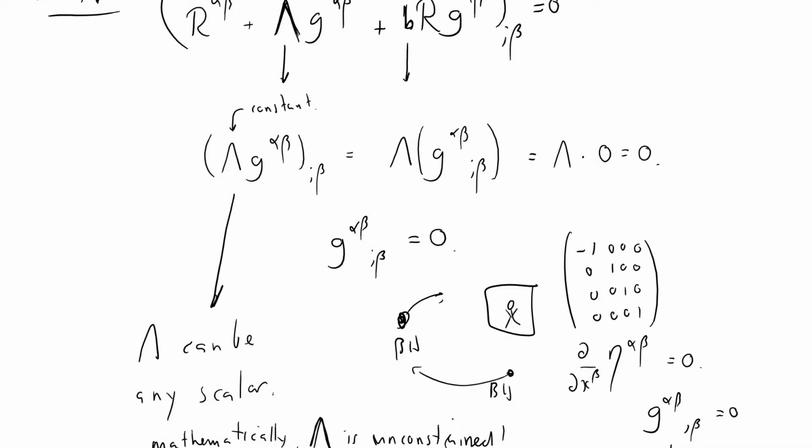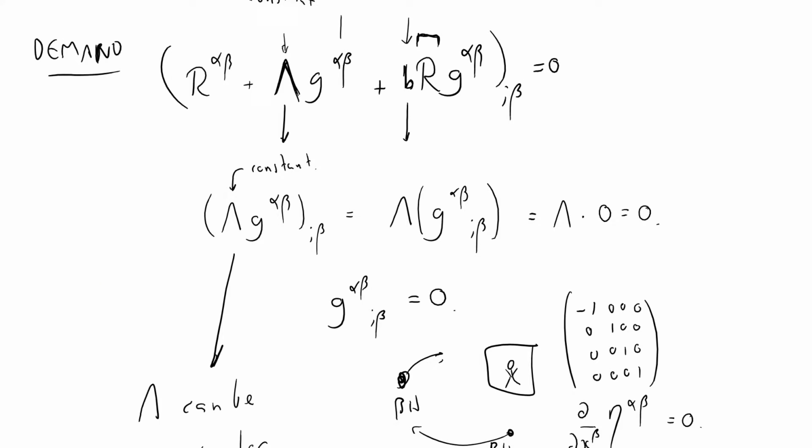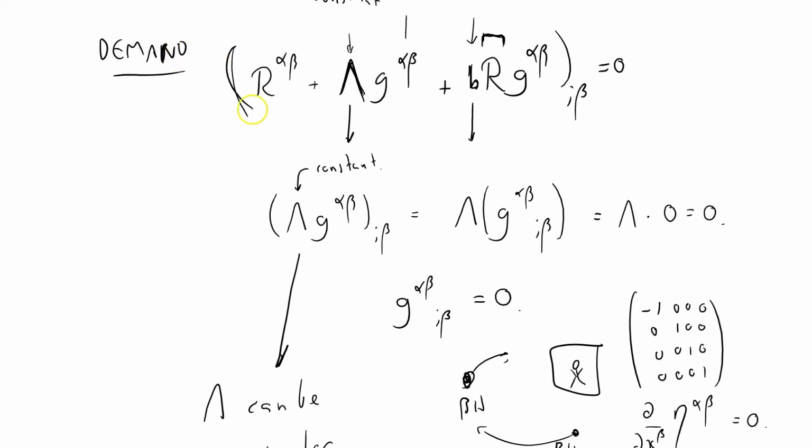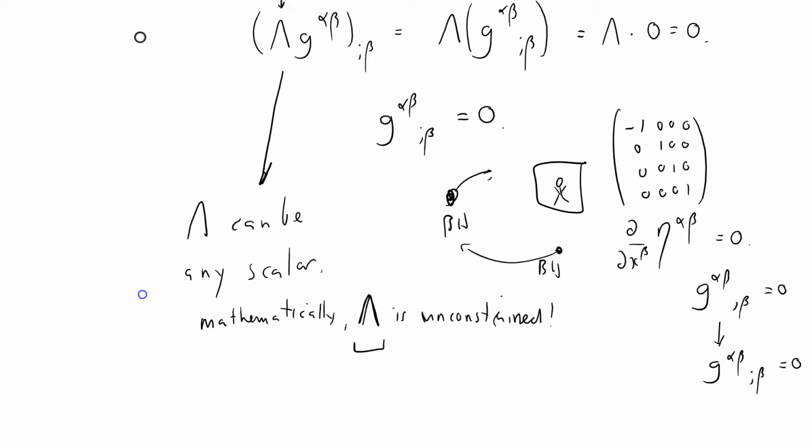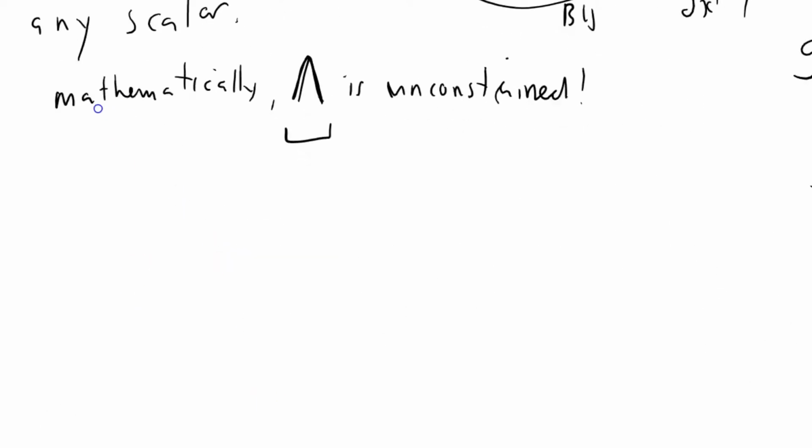General relativity, step by step. I'm trying to demand, well, I am demanding, that the covariant divergence of this term here is equal to 0. And we've discovered that this lambda term here can be anything we like, so I'm just going to ignore it. So what have I got left now?